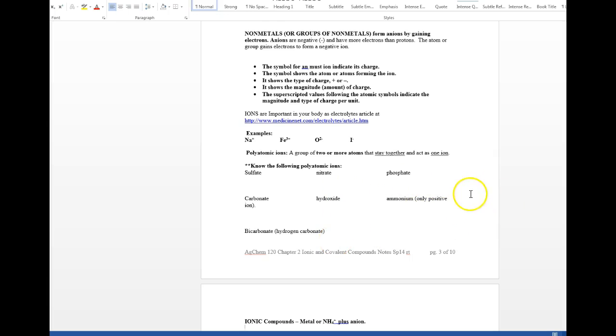And ammonium, NH4 plus, is the only positive ion that we have. Everybody else is negative in our polyatomic ions. All right, so go ahead and write these out for those of you at home. We did them in class. Let's see if you can. They're pretty easy. You just read them right off the chart.